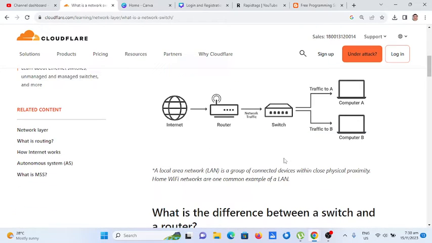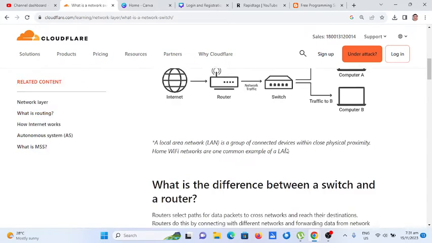In this illustration, we can see a local area network or a LAN is a group of connected devices within close physical proximity. So they are close to one another. Home Wi-Fi networks are a common example of a LAN. In this illustration, we have the internet and then the router, network traffic, and then the switch. The switch mainly distributes the data packets or the signal from the internet to different devices like computers, tablets, or mobile phones. So traffic to A, traffic to B.